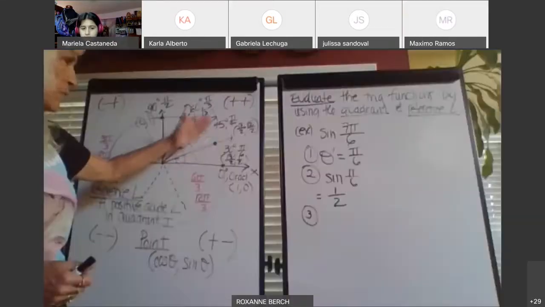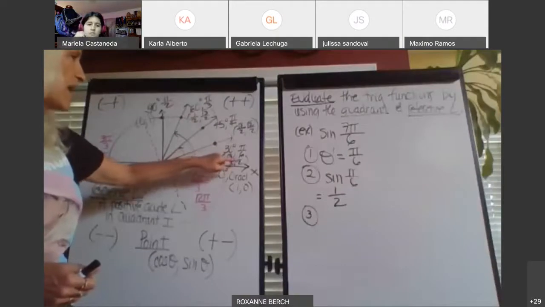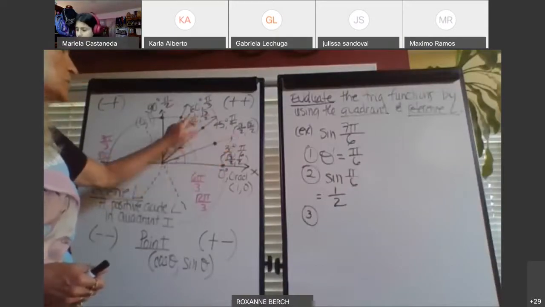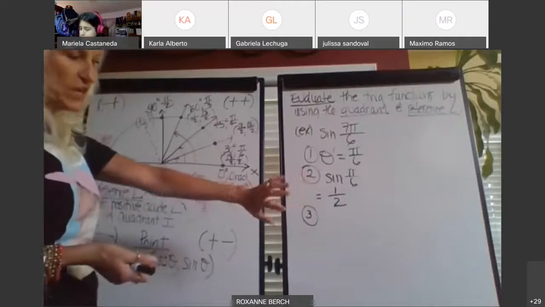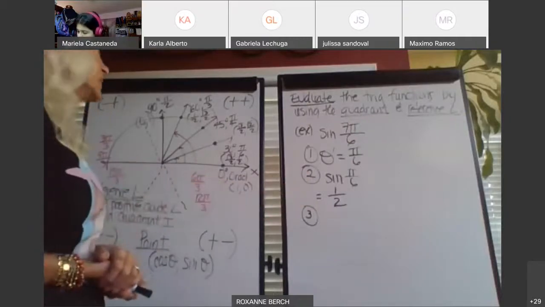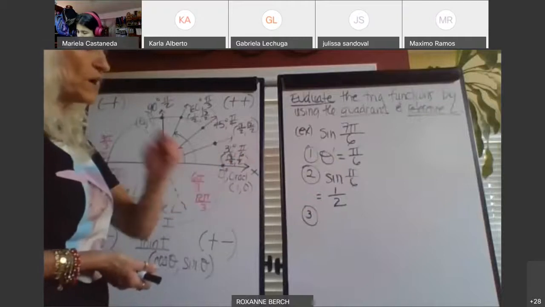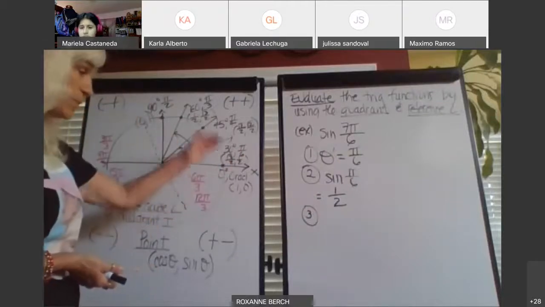So you can either just memorize it, radical 3 over 2 and 1/2, radical 2 over 2, radical 2 over 2, 1/2, and radical 3 over 2. But I'm trying to get you to look at your hand in case you get confused, so that you can always resort to your hand to get the ordered pairs.